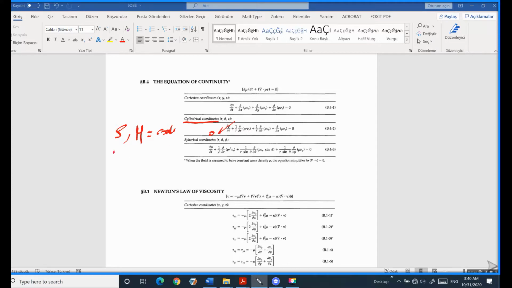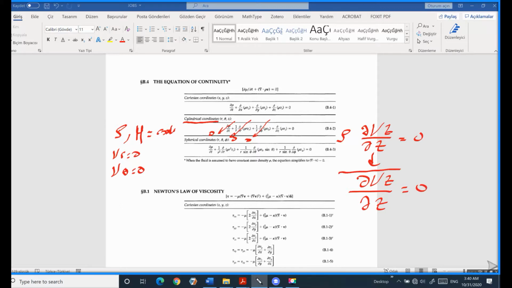Also, in this problem Vr is 0 and V theta is 0. That's why this term also is going to be 0, and this term also is going to be 0. So we are left with rho, which is constant, times the partial derivative of Vz with respect to z, which is going to be 0. Then we can obtain from here that the partial derivative of Vz with respect to z is 0. So this is our solution of the equation of continuity.